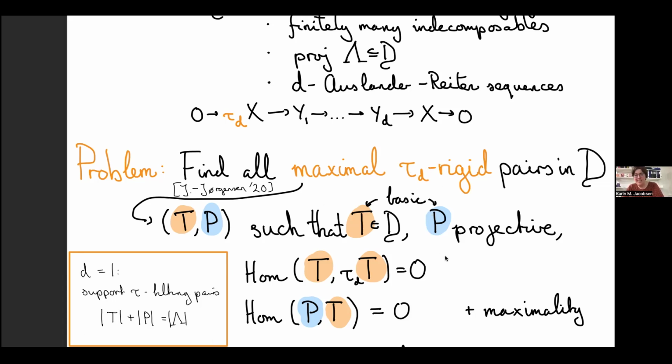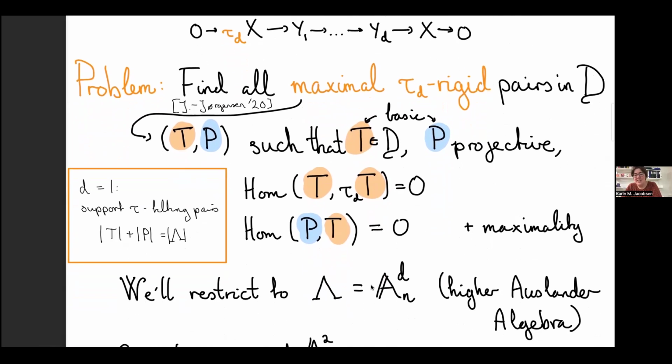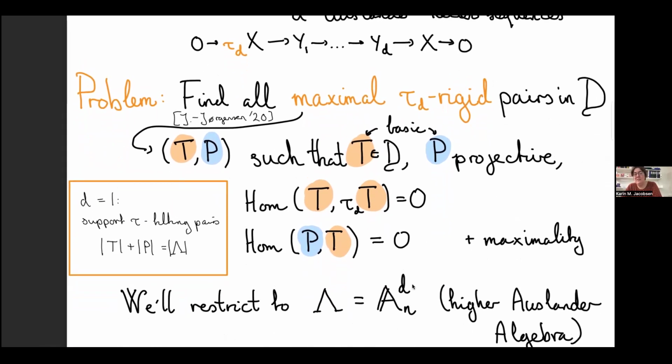So one motivation, a simple one, for being able to calculate all the maximal tau d rigid pairs is simply to check: do we have anything similar to this? There are other reasons why you want to calculate all of them, looking for some counterexamples, but for now, let's look at that. And for the purpose of this, because we're actually doing calculations, we will restrict to the higher Auslander algebras.